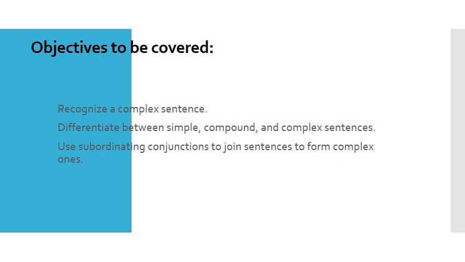And you are going to use subordinating conjunctions to join sentences to form complex ones. So there is a certain thing called subordinating conjunction. Later we are going to explain it. This subordinating conjunction, we use it to join two sentences together to make complex ones. What do I mean? Stay with me so you will know everything in detail.